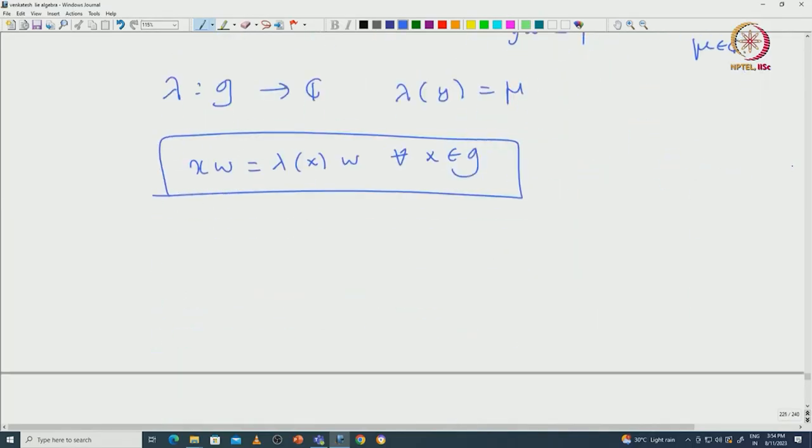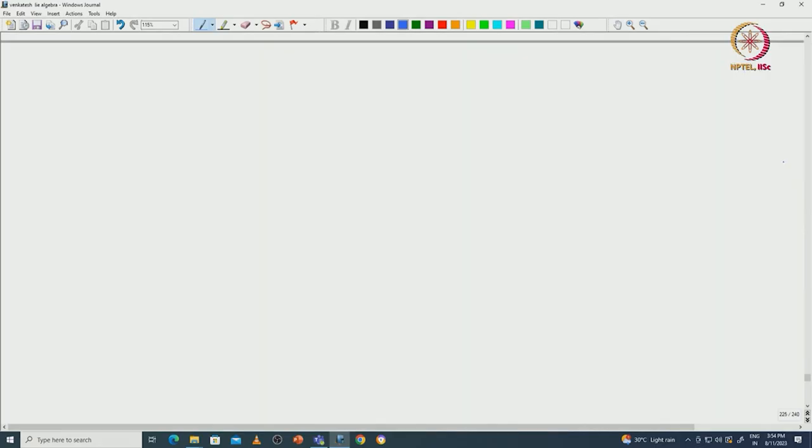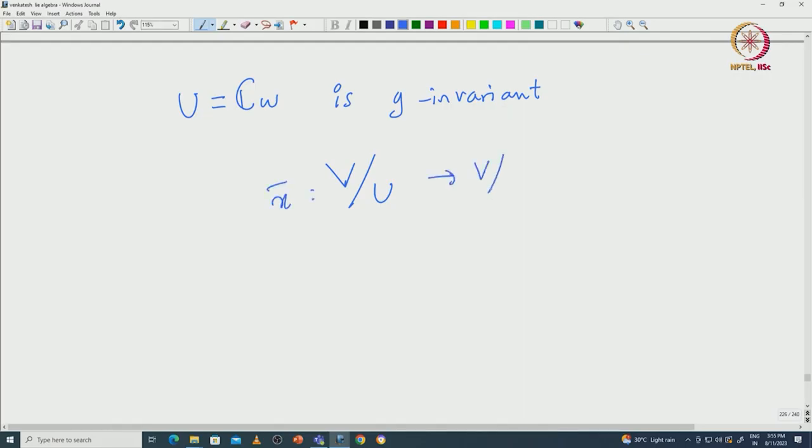Now as before, what one can do? We can take that vector, C w, and call that subspace U. This is actually a G invariant subspace. Then you can go modulo that U. Then naturally G will act on this, or you can look at the image of G inside GL of V modulo U. Each x in G will induce x bar, which will be a map from V modulo U to V modulo U. Now look at this x bar where x is coming from G.